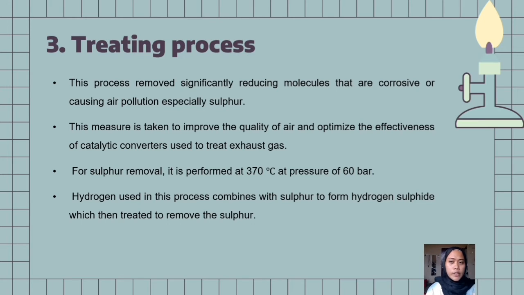In this process, molecules that are corrosive and cause air pollution, especially sulfur, are significantly reduced. This measure is taken to improve the quality of air and optimize the effectiveness of the catalytic converters used to treat exhaust gas. Sulfur removal is performed at 370 degrees Celsius at a pressure of 60 bar. Hydrogen is also used in this process, combining with sulfur to form hydrogen sulfide, which is then treated to remove the sulfur.